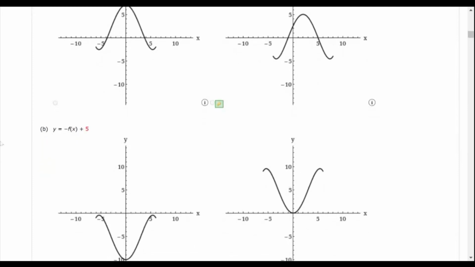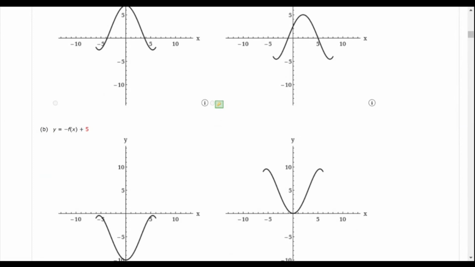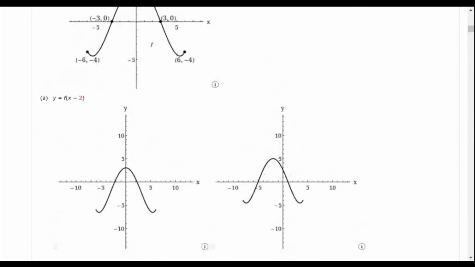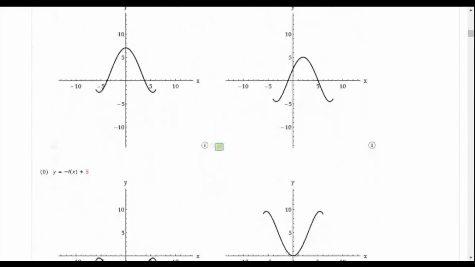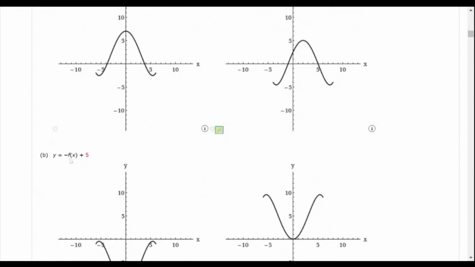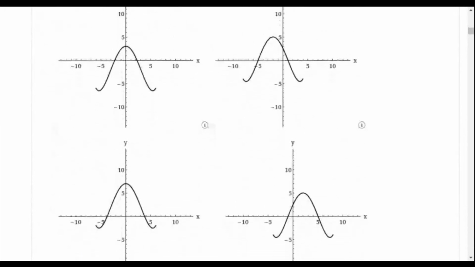All right, this one. There's a +5 on the outside. It's not on the inside. So what shift is that? Vertical. So from the original, it's going to go up or down? Up. What about this negative? What do you think that negative on the outside of the function is? You're going to reflect over the x-axis. Very good.